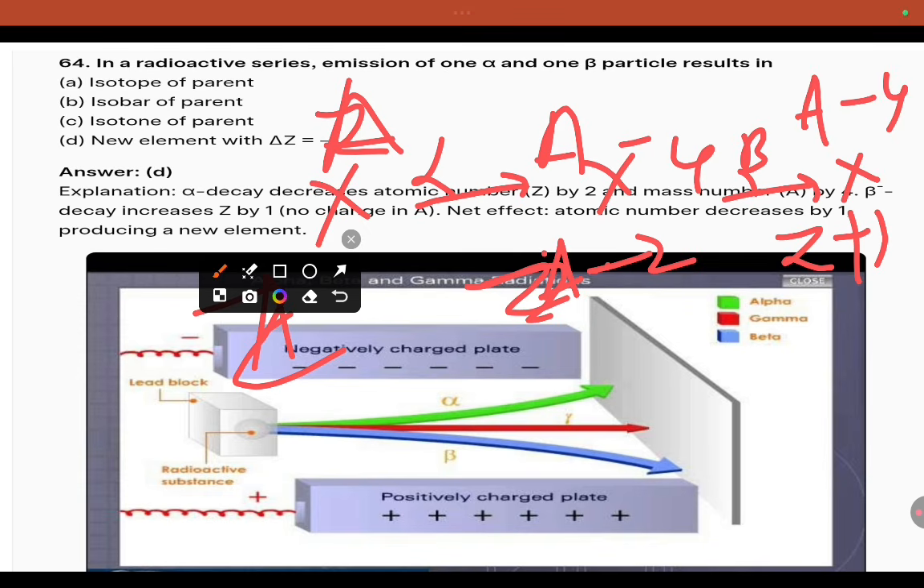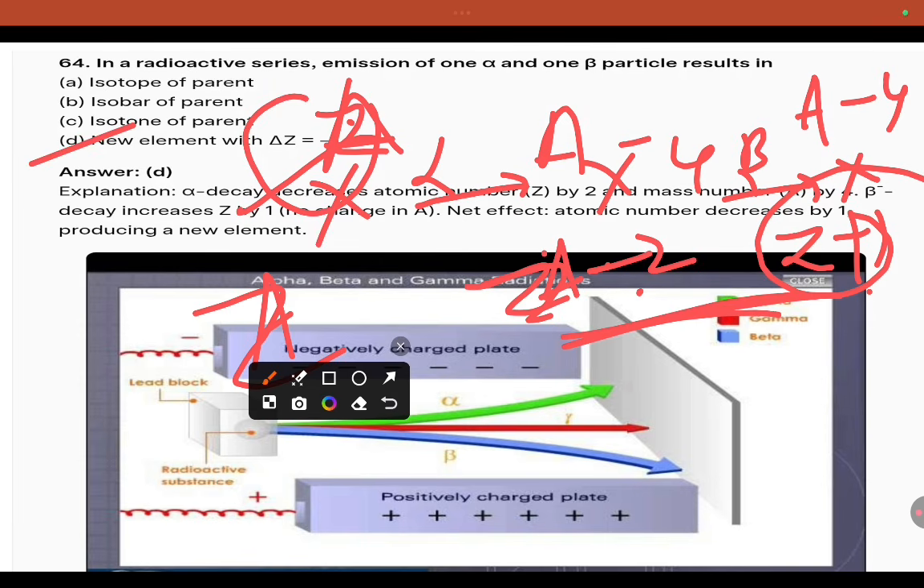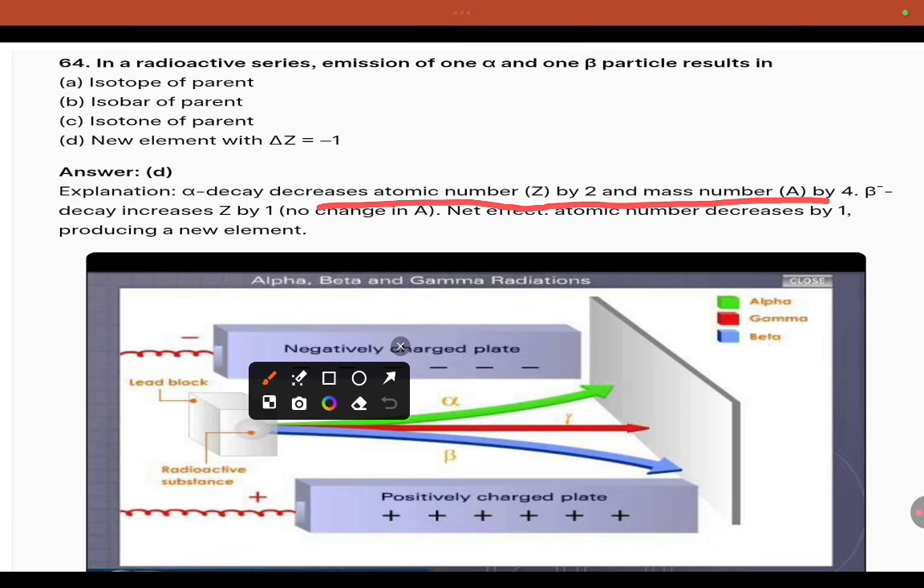A minus 4. Okay, is that an isotope of the parent, isobar of the parent, isotone of the parent, or a new element with change in atomic number? This is right: here minus 2, here plus 1. So the change in atomic number, so that is option D. Alpha decay decreases atomic number by 2 and mass number by 4, beta increases by plus 1, so the net effect is a decrease by 1, giving a new element.